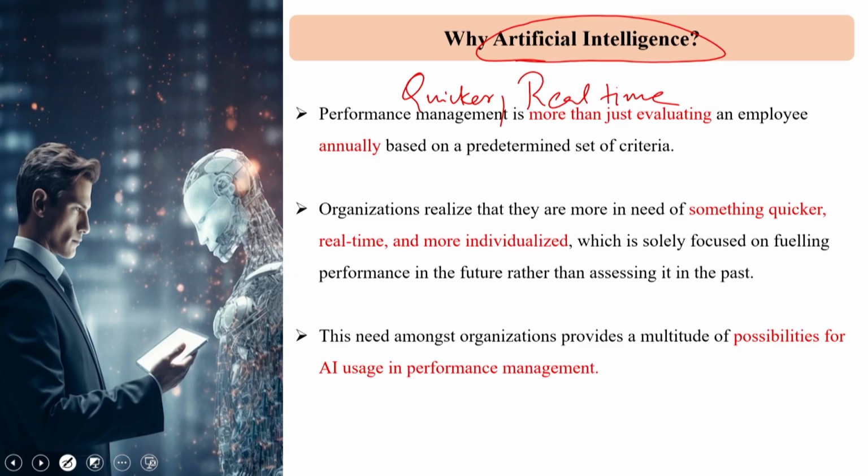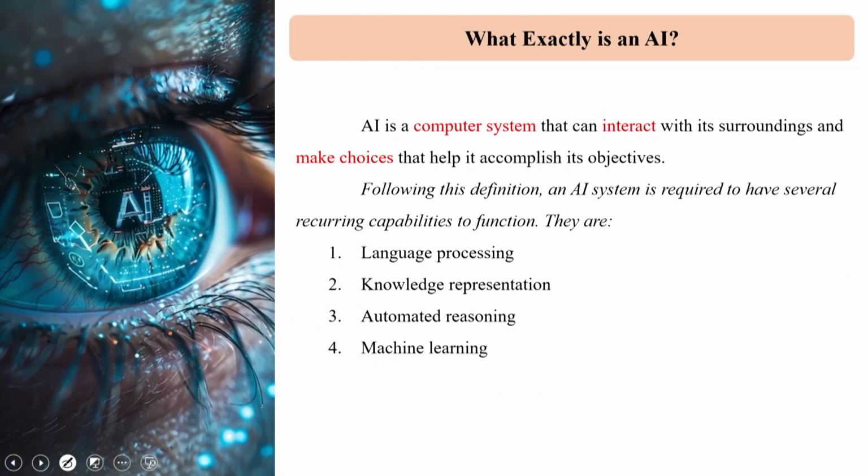I hope why artificial intelligence is required, or will add value or enhance performance management, is quite clear now. Now, when you are looking into AI, I have categorically defined artificial intelligence in the first two modules, but in every single module I'll try to bring a new school of thought. And here again, I'm trying to redefine it. So AI, artificial intelligence, can be understood in a different way. It's a computer system that can interact with its surroundings and make choices that help it accomplish its objectives. So this is vital. The objectives we'll try to unravel along the session.